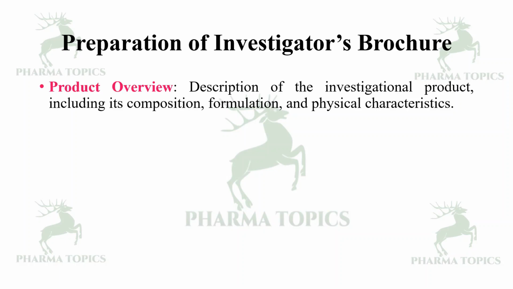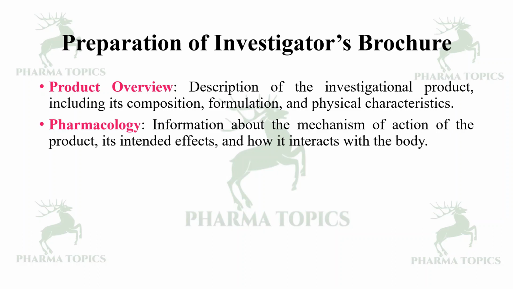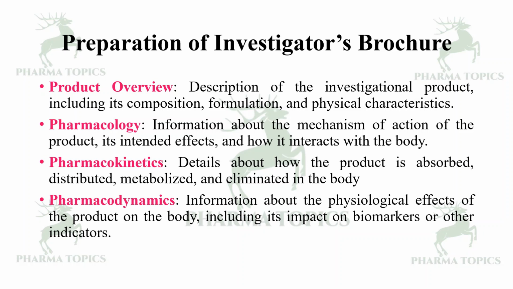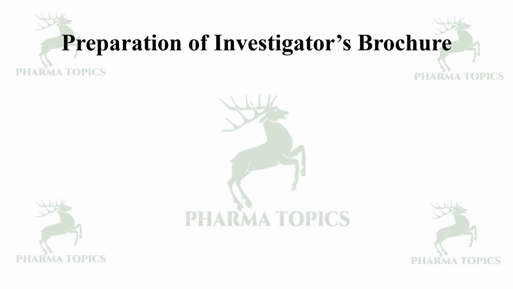Let us see the preparation of investigator's brochure. It should have a description of the investigational product, including its composition, formulation, and physical characteristics. Then pharmacology. The IB should have information about the mechanism of action of the product, its intended effects, and how it interacts with the body. Then pharmacokinetics data. It should have details about how the product is absorbed, distributed, metabolized, and how it is eliminated from the body. Then pharmacodynamics. It should have information about the physiological effects of the product on the body, including its impact on biomarkers or other indicators.